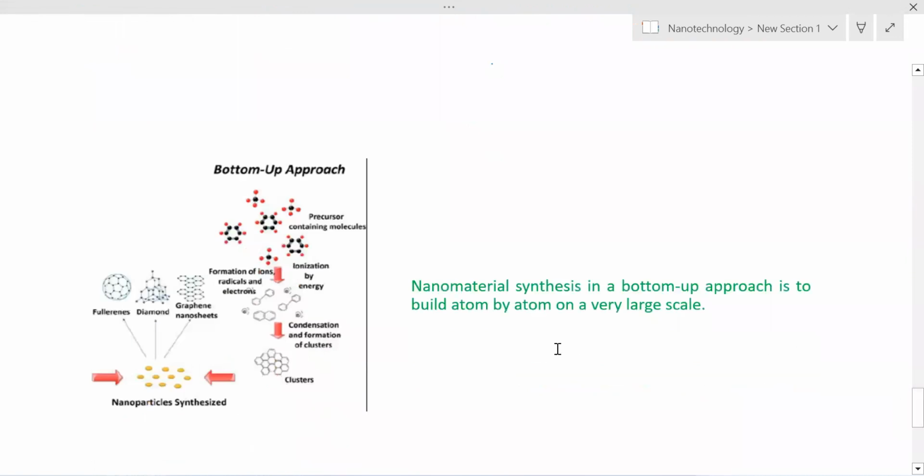So, in the bottom-up approach, the nanomaterial synthesis is done by building atom by atom. So, one atom adding to another, and so forth, on a very large scale, the nanomaterials are synthesized. So, examples of the bottom-up approach are the production of salt and nitrate in the chemical industry, the growth of single crystalline material, and deposition of films in the electronic industry. These are the examples of the bottom-up approach.